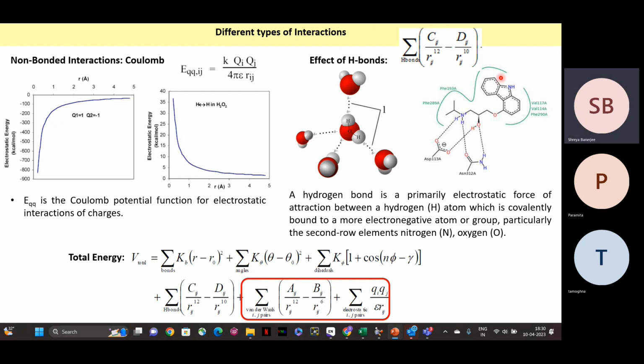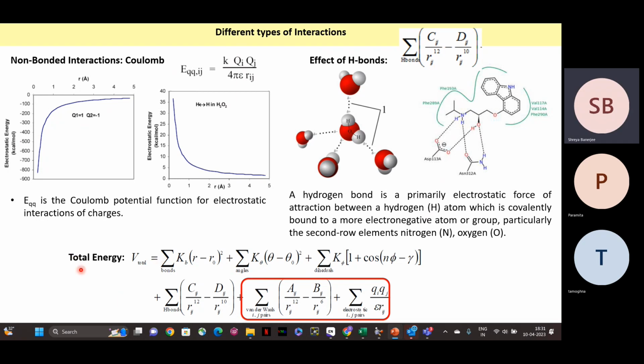The other kind of non-bonded interaction is the hydrogen bond. In proteins, hydrogen bonds can occur between the acidic amino acids and the backbone amide, or the basic amino acids. It is primarily the electrostatic force between the hydrogen atom and an electronegative atom like oxygen or nitrogen. And the formula for the hydrogen bonds is again based on the interatomic distances of the hydrogen and the electronegative atom. So it is C by r to the power 12 minus D by r to the power 10, where r is the distance between the two atoms.